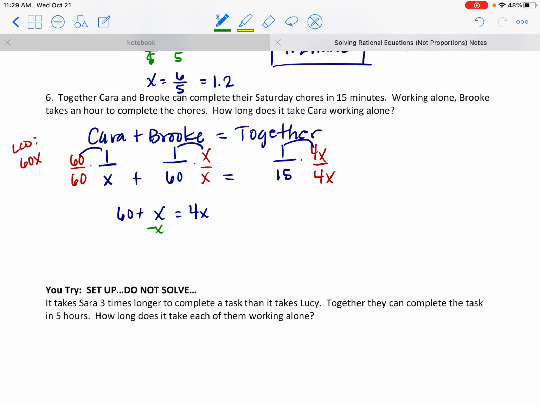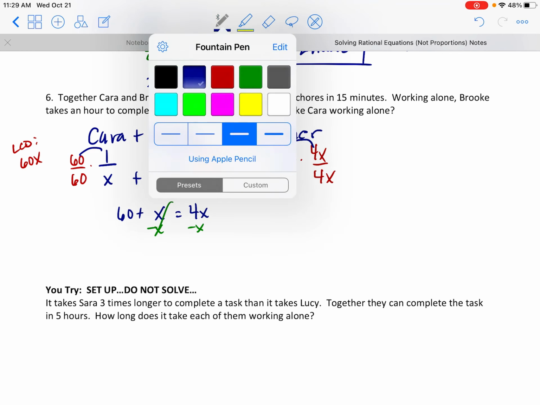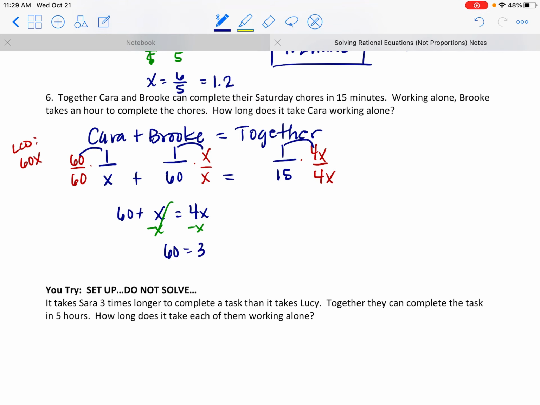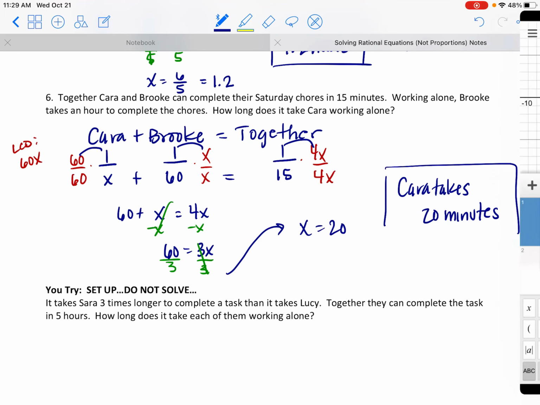Let's get the x's together. That gives me 60 equal to 3x, and then dividing by 3, I can see x has to equal 20. And x was Kara, so we're going to say Kara takes 20 minutes to do her chores. Not bad, Kara. Your sister Brooke, a little slow.